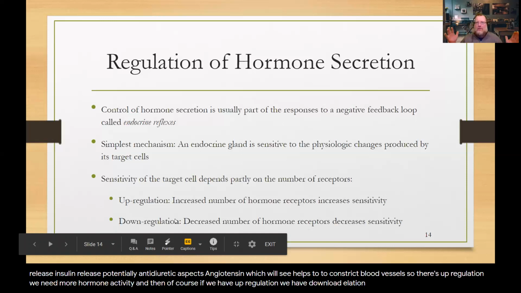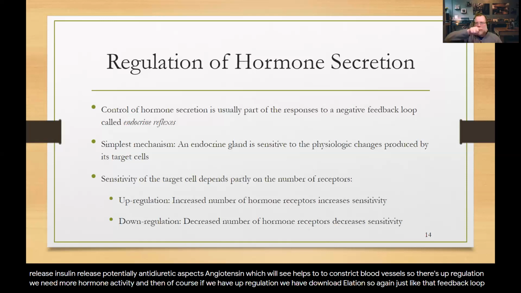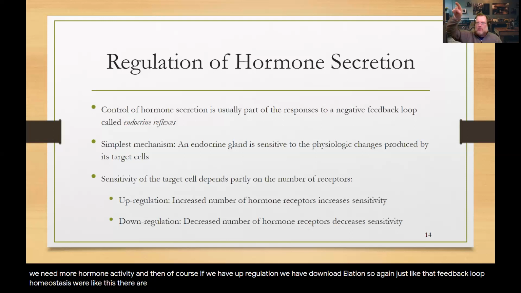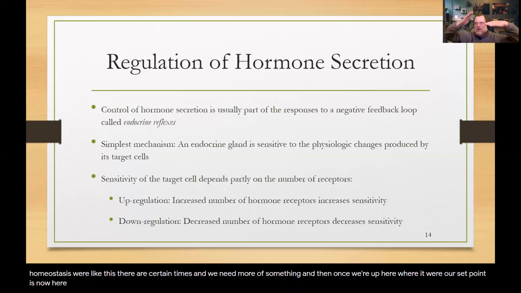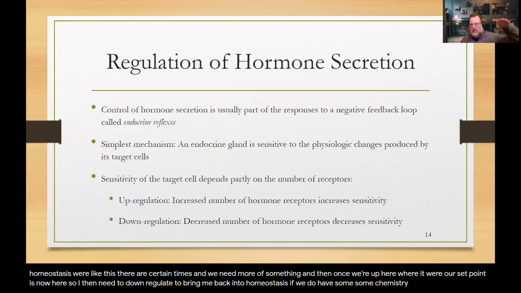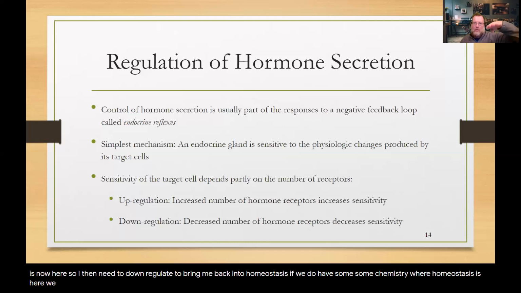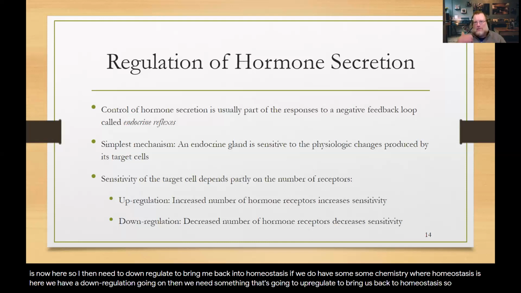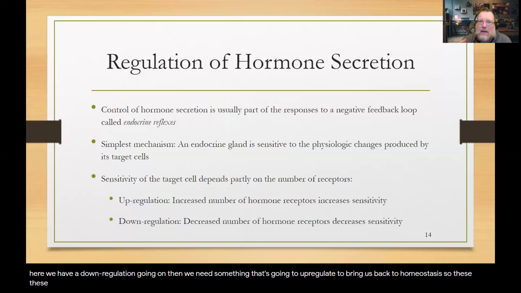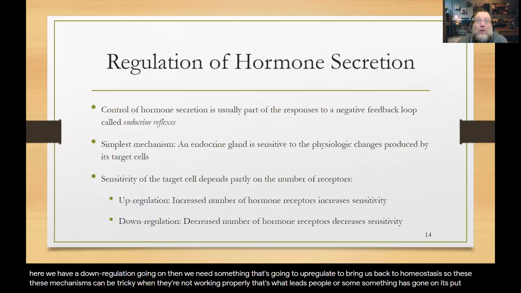And then, of course, if we have upregulation, we have downregulation. So again, just like that feedback loop, homeostasis, there are certain times when we need more of something. And then once we're up here, our set point is now here. So I then need to downregulate to bring me back into homeostasis. If we have some chemistry that is downregulated, then we need something that's going to upregulate to bring us back to homeostasis. So these mechanisms can be tricky when they're not working properly. That's what typically leads people to the clinic: something has gone on that's put them out of homeostasis.